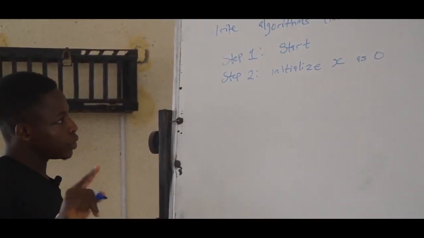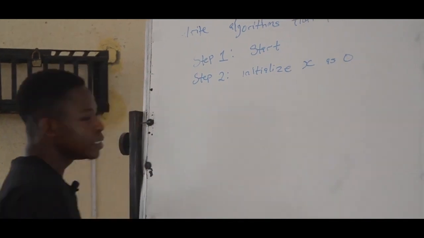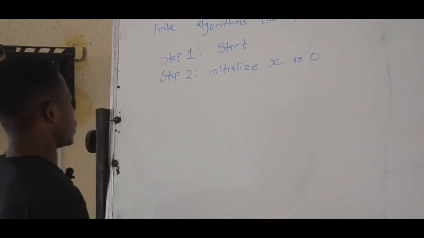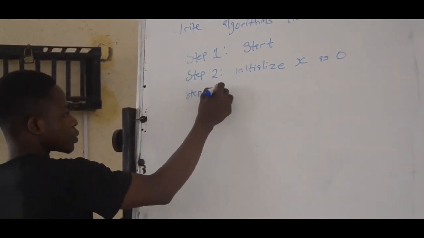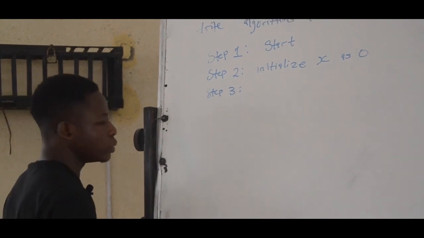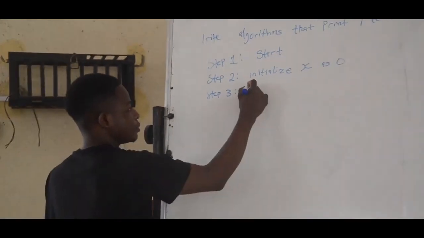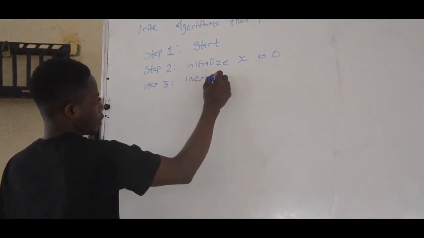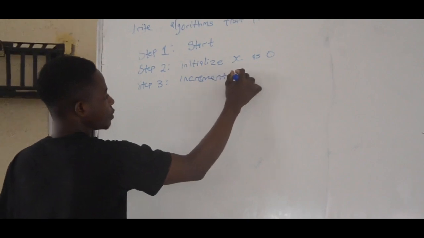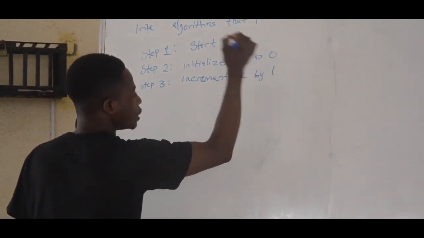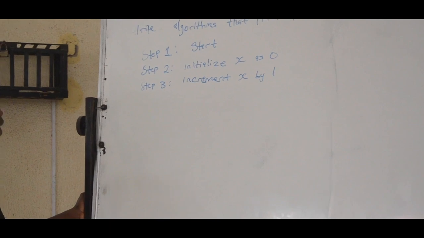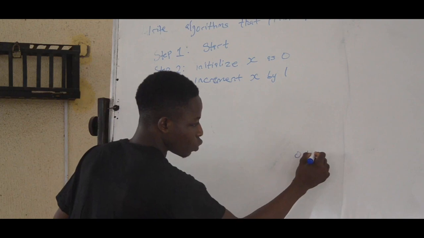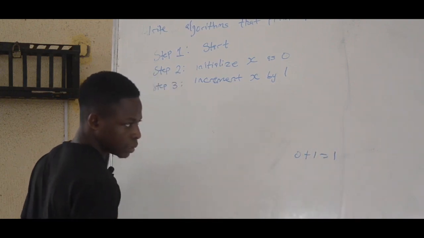I'm trying to perform a magic, but it's not a magic. You just have to understand it. Initialize, start from 0. Now see my step 3. Step 3, I have initialized X as 0. Then I have to say increment X by 1. What do I mean by that? I've already started my X at 0. Now I say increment it by 1. This is plus 1. If it is plus 1, it's equal to 1.